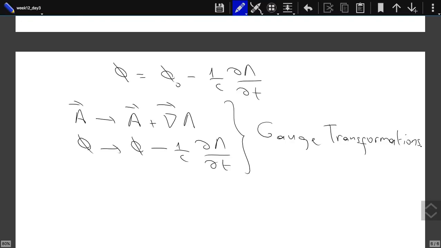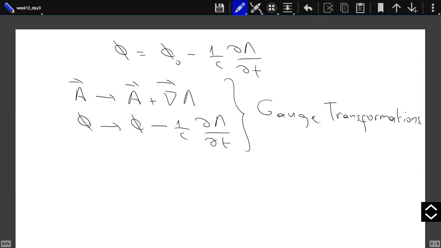So what are the equations that this A and phi satisfy? In electrostatics, we know that phi satisfies the Laplace equation. In magnetostatics, that is in a particular gauge, A satisfies the Laplace equation. But now what will happen in the case of electrodynamics? Well, let's see.